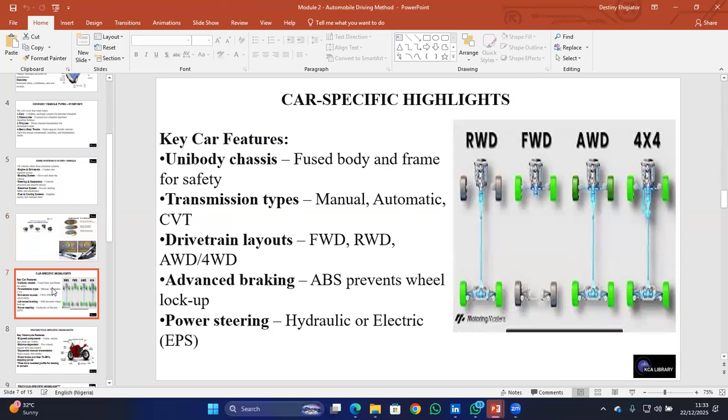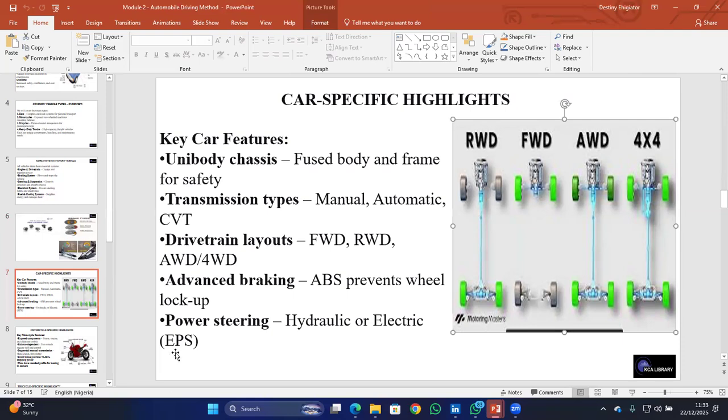Then we have car-specific highlights. What are some of the car-specific highlights? We have the unibody chassis. This uses body and frame together for safety. We have transmission types, which are manual, automatic, or CVT. Then we have the drivetrain layout, which is FWD, RWD, and 4x4, that is 4WD.